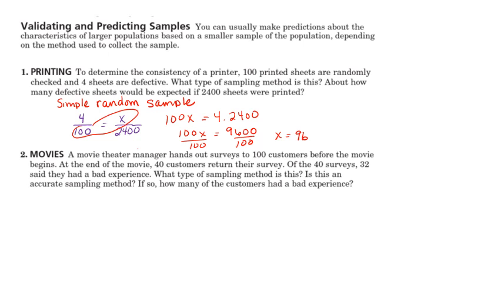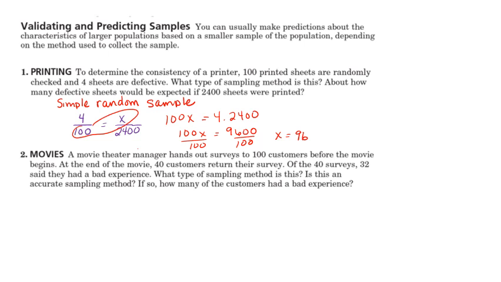Since 4 out of the sampled 100 sheets were defective, if the population is 2,400, then I can say I probably have 96 sheets that will be defective, which sounds like a lot to me.